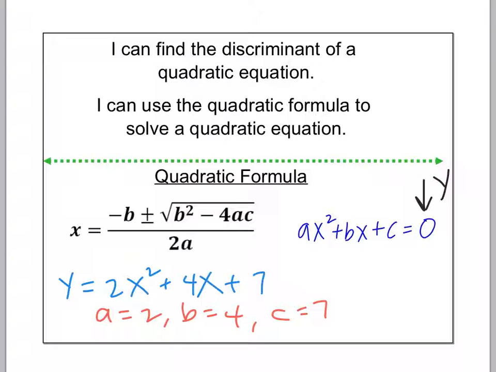As an example, on the bottom in blue, I have y equals 2x squared plus 4x plus 7. In this case, I just identified the a, b, and c as if we were going to actually solve it. So in this case, a is 2. That's what I'd plug in for a in the formula above. B would be 4, and C would be 7. We're going to go through a couple different examples in this video.